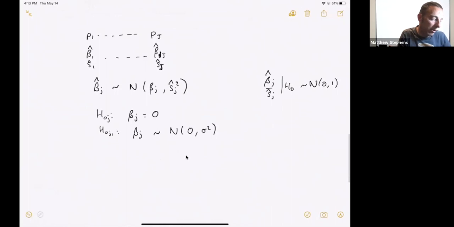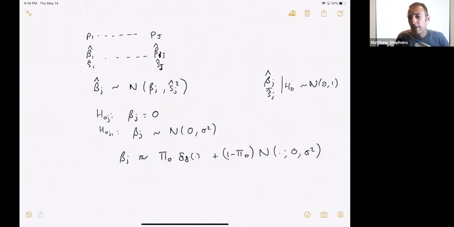So we need one more assumption because it's a mixture. If there's a mixture, there's some proportion of them, which we don't know, that are null and some proportion that are alternative, right? So actually, we can write that as beta j: there's some proportion pi 0 that are null, plus the remaining 1 minus pi 0 are normal with mean 0 and variance sigma squared.